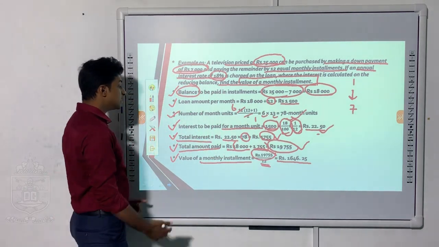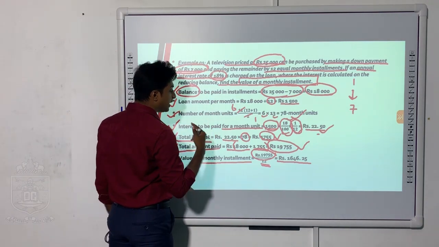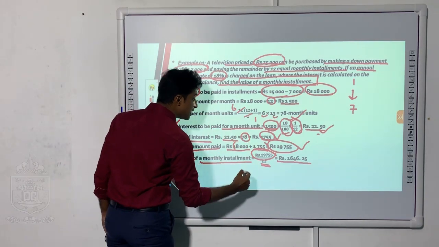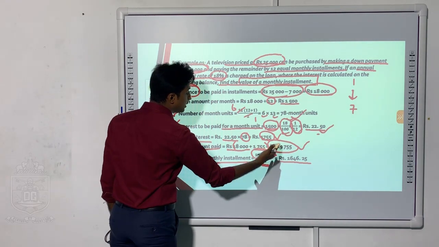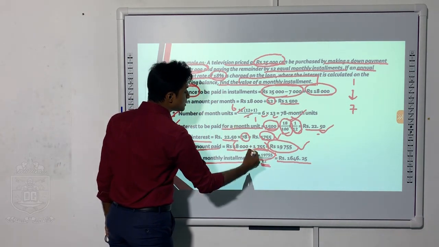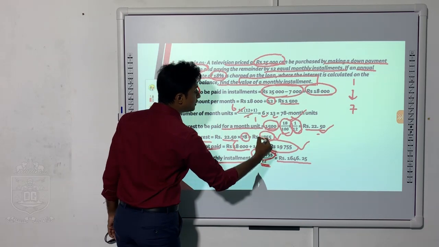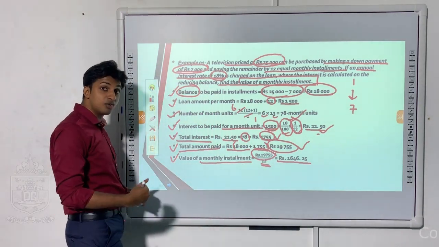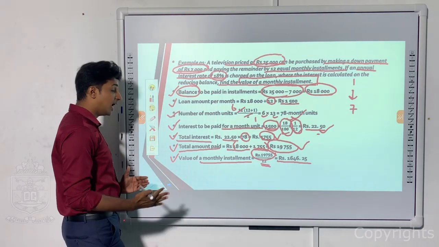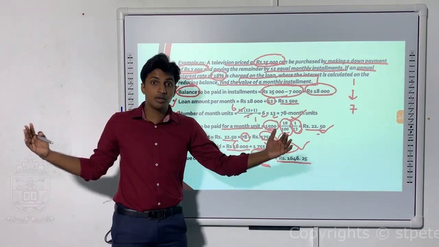1755. Then the total amount I have to pay is going to be 18,000 plus the interest that got added. That is going to be 18,000 plus 1755, that is 19,755. That is now my total amount. So that is the total amount I have to pay.